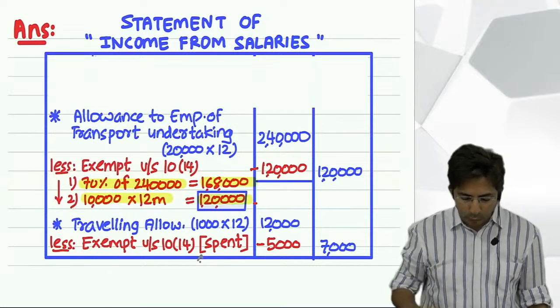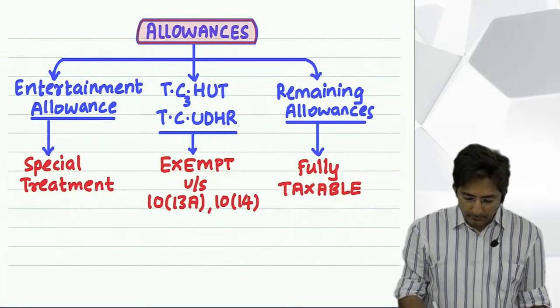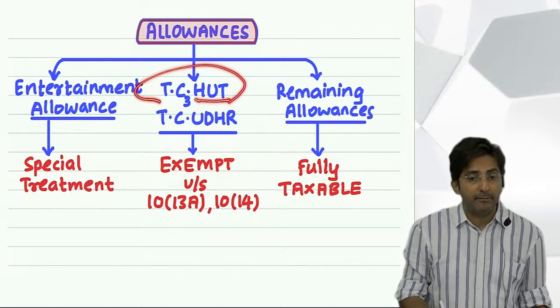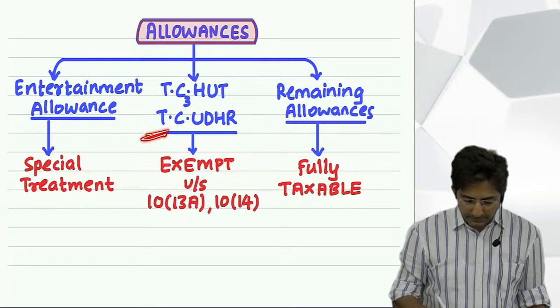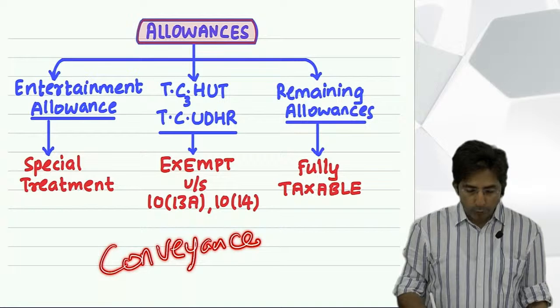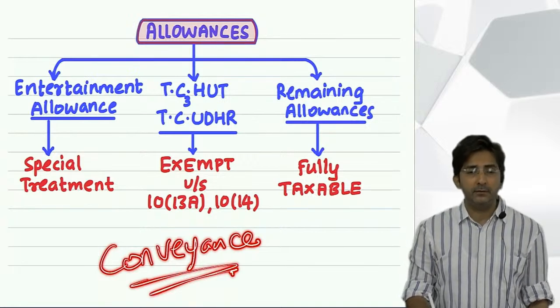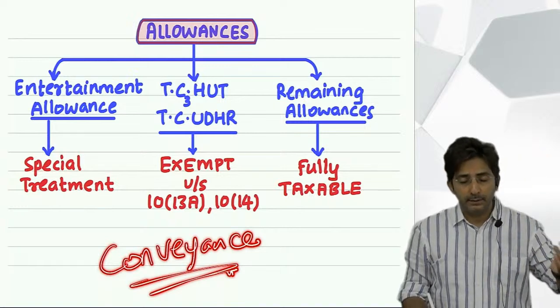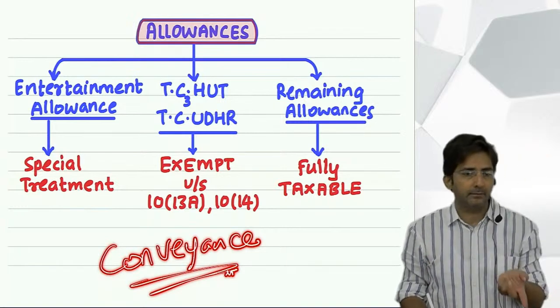See, we are at TC Udhar. TC Hut, TC Udhar. Now in TC Udhar, T we have done, traveling allowance. The next alphabet is C, conveyance allowance. You know what is the difference between traveling and conveyance? Traveling is for long distance traveling, outstation. And conveyance is within the city.